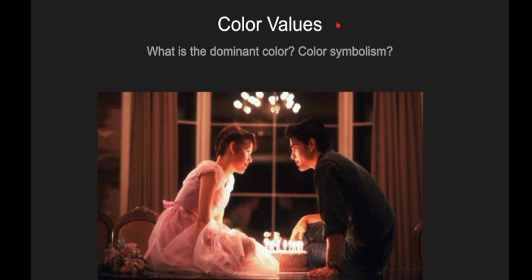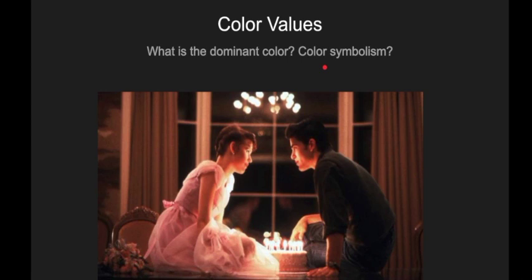Color values. When we're looking at this image, we want to ask ourselves, what is the dominant color? And we want to talk about color symbolism. When we look upon this image, we can look at the color values, and this will help to show emotion or give off hints of different expressions and can help the viewer understand more of what is going on in the picture.